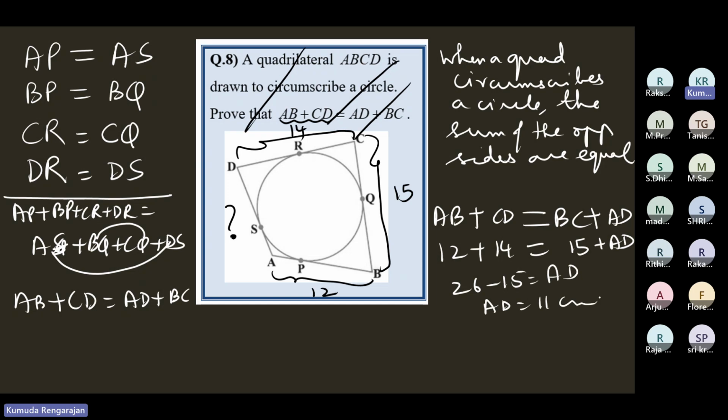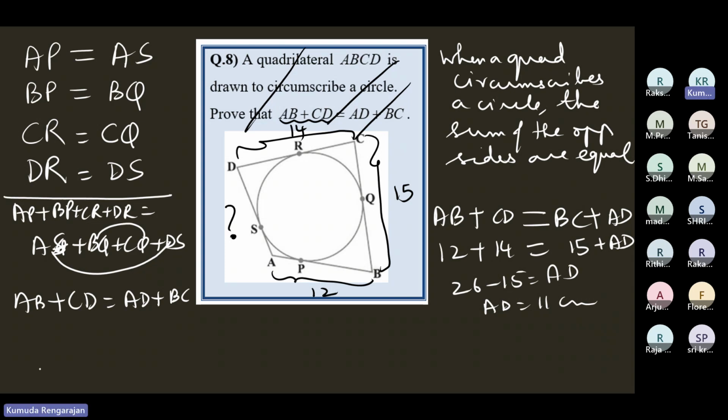So this result you'll have to remember, because you will have numerical questions based on this result. 1 mark, MCQs. When a quadrilateral circumscribes a circle, the sum of the opposite sides are equal. AB plus CD is equal to BC plus AD.